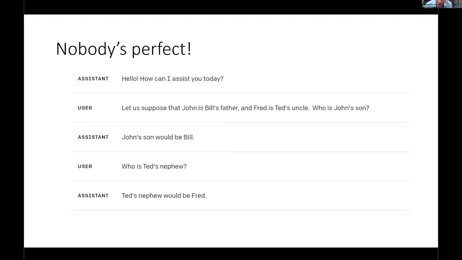I actually left something out there when I asked it, who is Ted's nephew? It says Ted's nephew would be Fred, and that isn't quite correct. Fred, okay, or at least I think so. I find myself confused by these items, but Fred is Ted's uncle, so he can't also be his nephew, right?